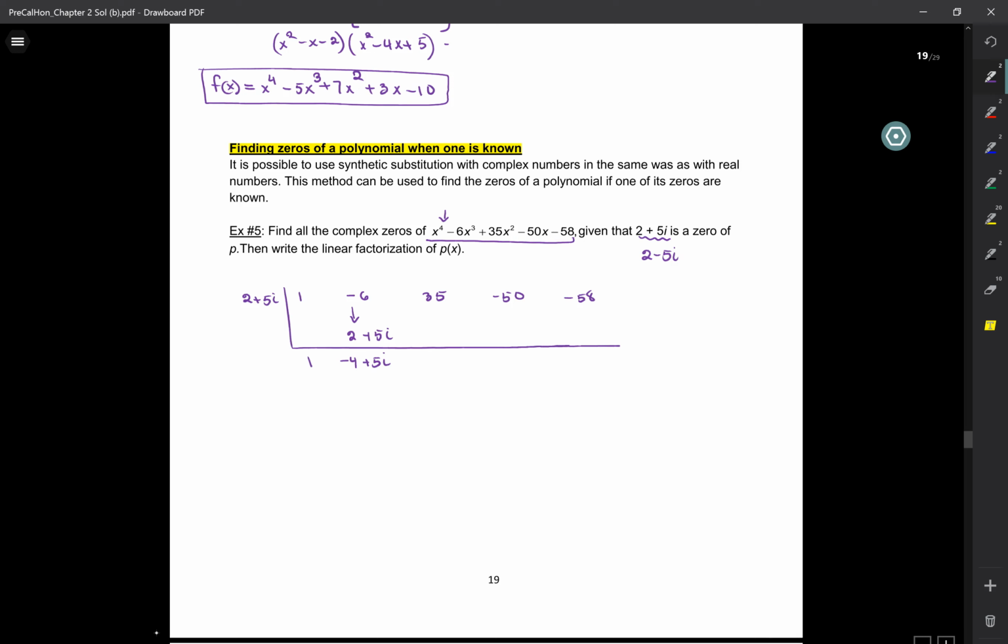Now, let me go on my scratch paper here. I need to multiply 2 plus 5i times negative 4 plus 5i. So when I distribute, I get negative 8 plus 10i minus 20i plus 25i squared. Negative 8 minus 10i minus 25.